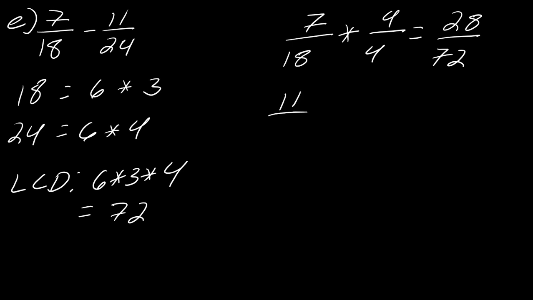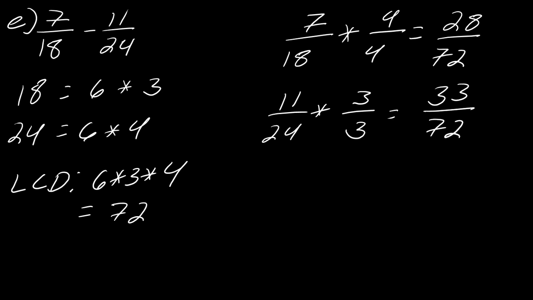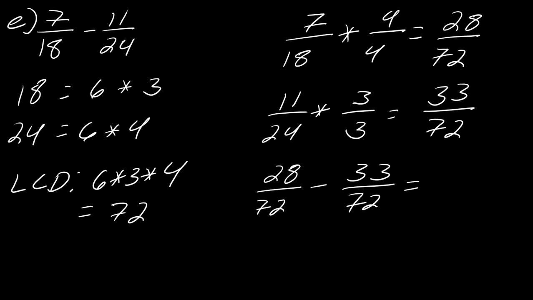And then if I use 11 over 24, same thing. 24 is 6 times 4, and my LCD is 6 times 3 times 4. So what do I need to multiply by? I need to multiply by 3. So I need to multiply the top and bottom by 3. I get 33 over 72. Okay, so I've got my equivalent fractions now. So this is going to be 28 over 72 minus 33 over 72, and that equals negative 5 over 72.